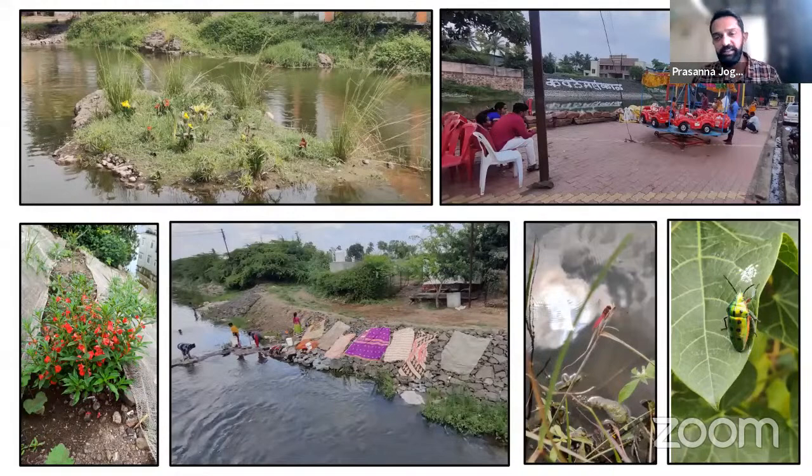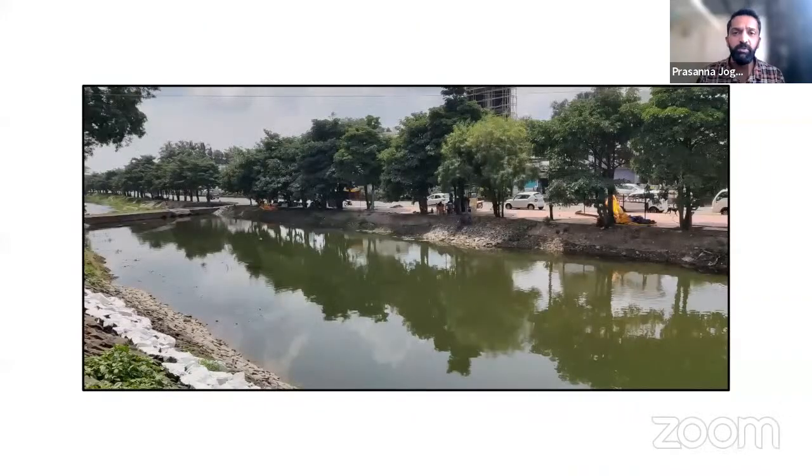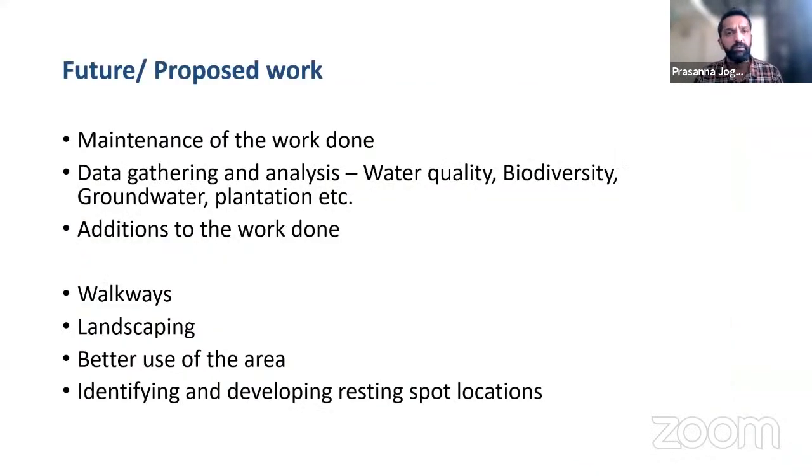So we are going to address problems like these also, and make them aware of better practices for this, or make special arrangements for such communal activities as well. So these are some of the pictures of how the place looks right now. And there is a lot of future proposed work which will happen in phase 2. We are also going to look at the maintenance of the work that is being done.